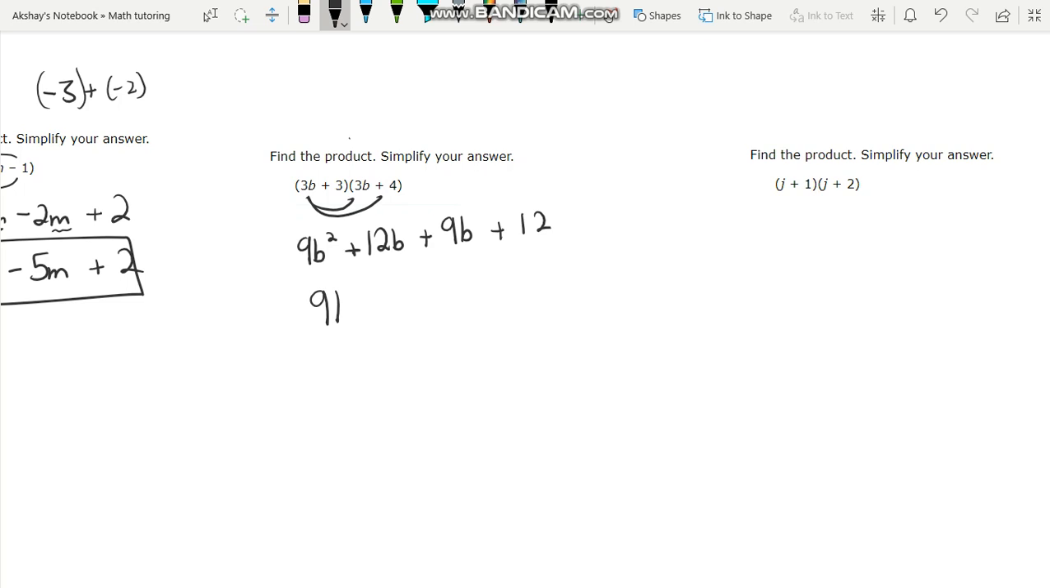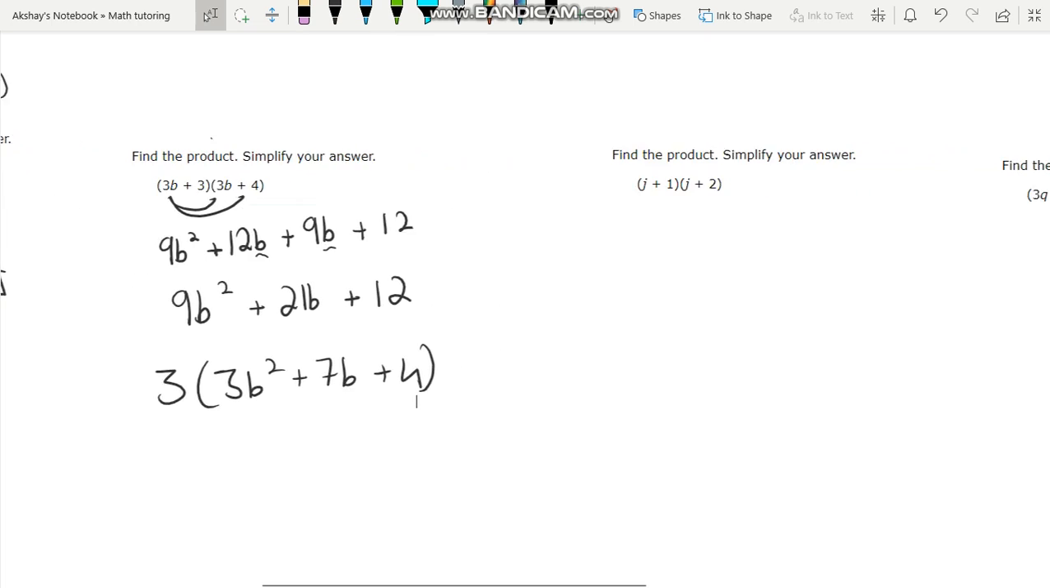Add my terms, I can add my b variable terms. My coefficients 12 and 9, I get 21b plus 12. I can also divide everything by 3, so I can take out my 3 and I have 3b squared plus 7b plus 4. That's my answer right there.